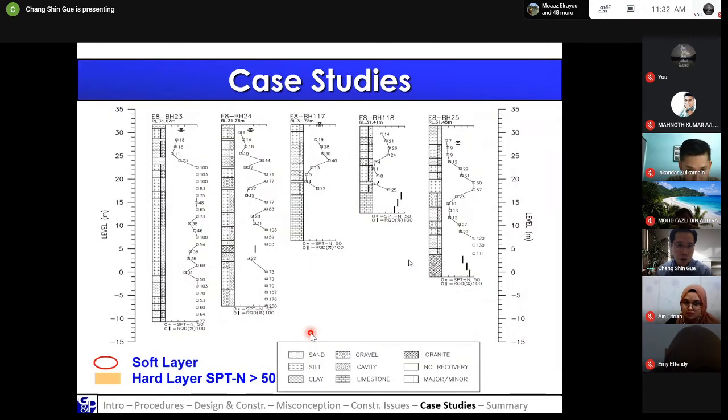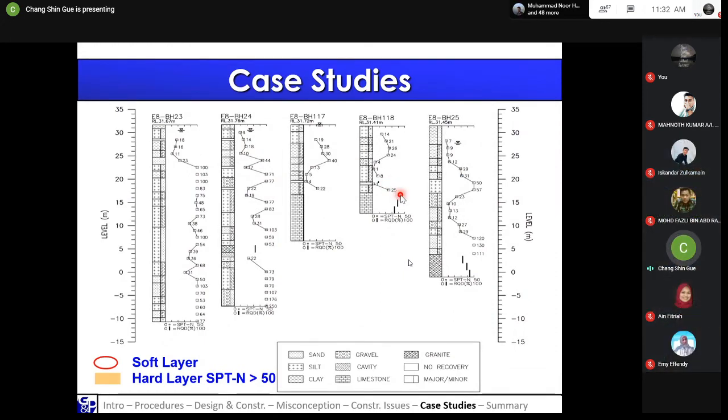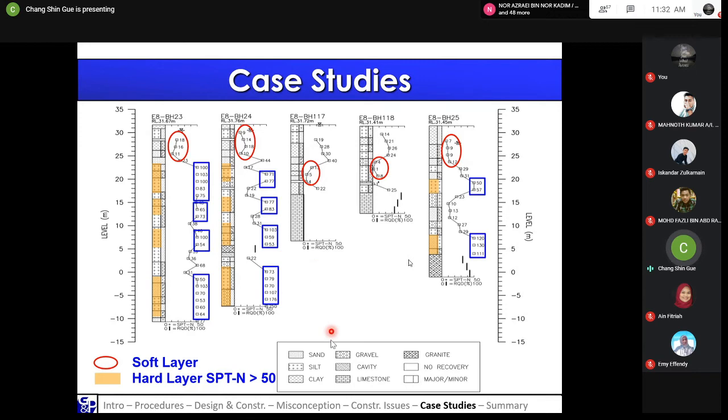Just to show you some of the boreholes from the site, what I want to bring to your attention is that in this site particularly, the soil varies a lot. The red circle shows you the softer layer with the smaller SPT-N number, and there is also a hard layer with high SPT number. And in between the hard layers, you can see there are also some soft layers.